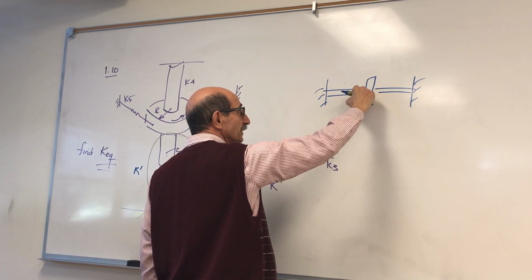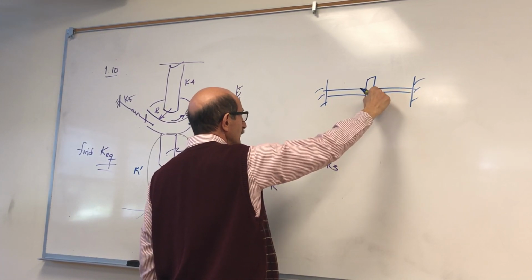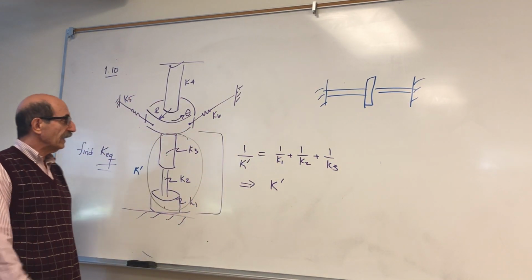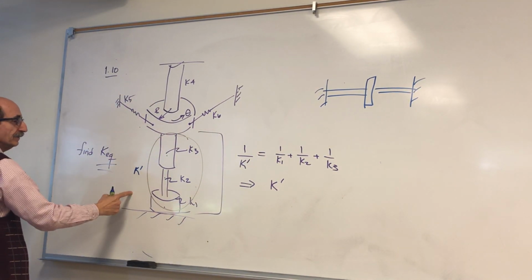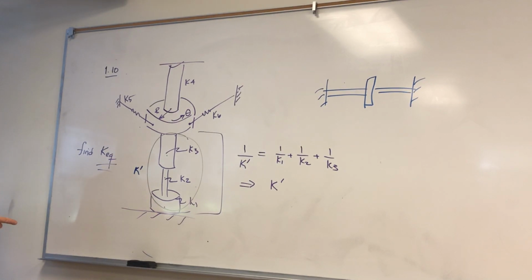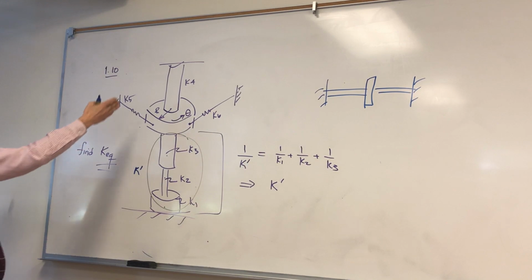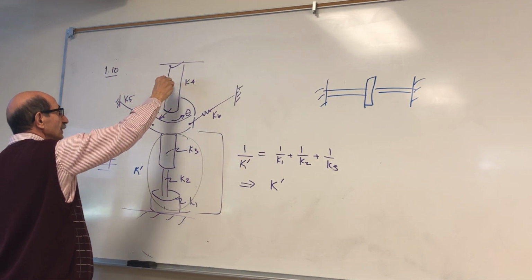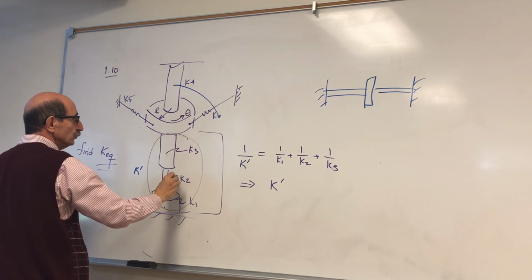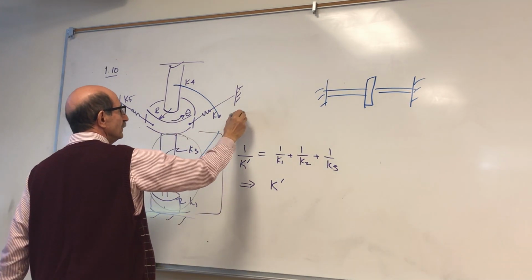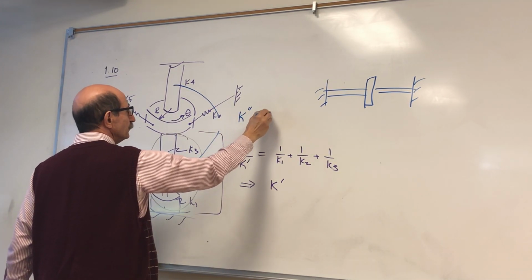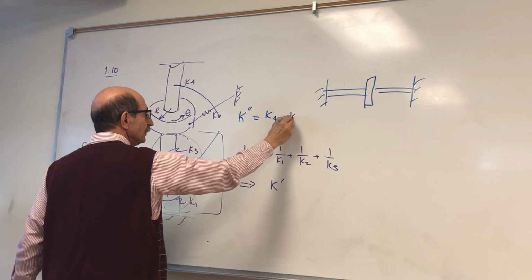You're constrained. So whatever amount this turns, this would turn the same thing. So now these two are in parallel, if you use that terminology. So if I call the replacement for these two, K double prime would be K4 plus K prime.